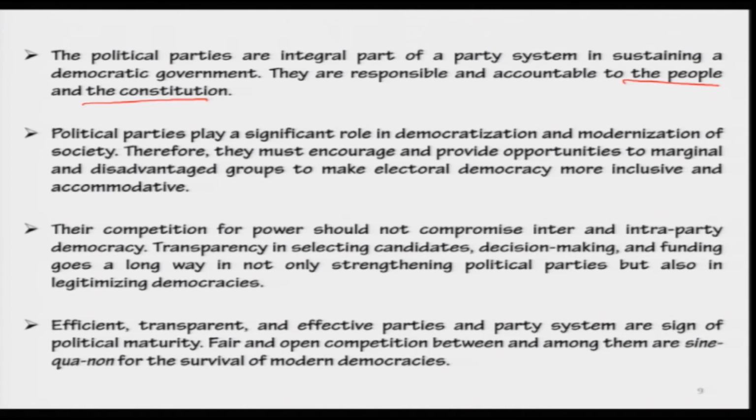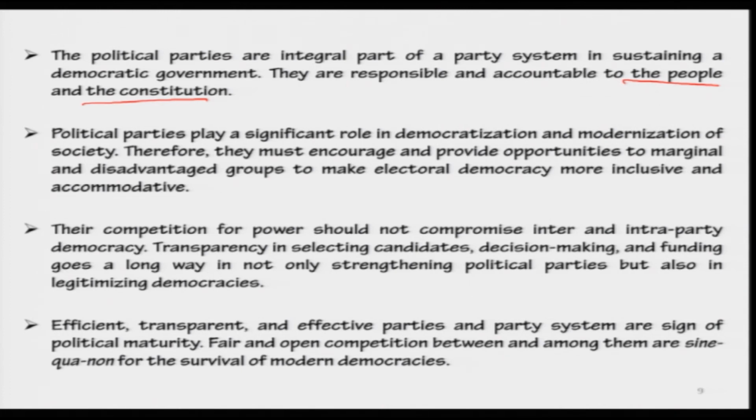So, all political parties, for example, in India require to be registered by the Election Commission of India. So, if a group or a movement aspires to contest election, to capture power and then formulate policies according to their ideology or preferences, they first need to register with the Election Commission of India, and then that registration requires their adherence to the constitution and the constitutional visions in the polity. So, the political parties are responsible to the people on the one hand and the constitution on the other hand. Political parties play a very significant role in the democratization and modernization of the society.